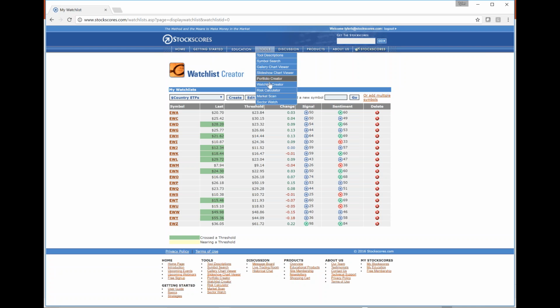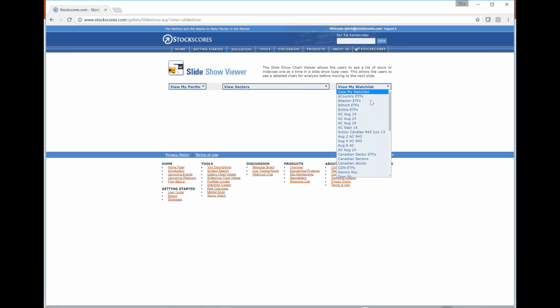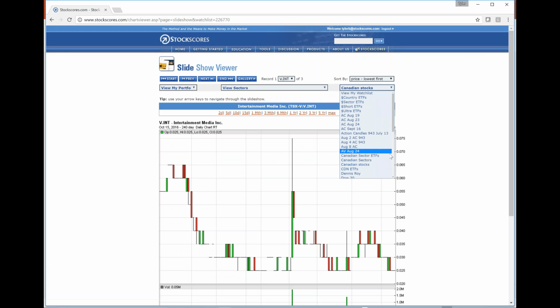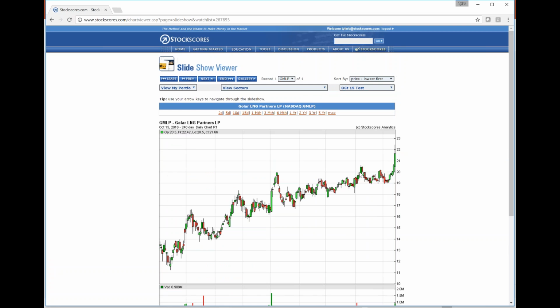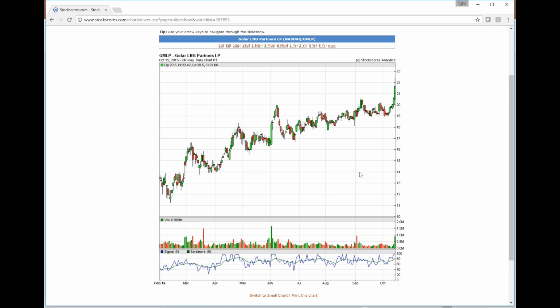And so now if I go back to my slideshow chart viewer, it'll be under watch list. I can take a look at October 15th test, and that chart comes up there as well. Okay. Now, with one stock, obviously you can just enter in one symbol at a time, but if you own 10 or 15 stocks, or if you're monitoring a list of stocks, it's all within these tools to be able to look at the charts quickly, and that's helpful.